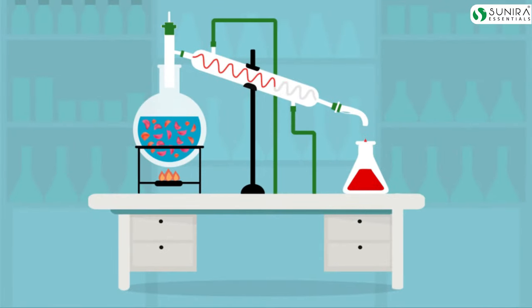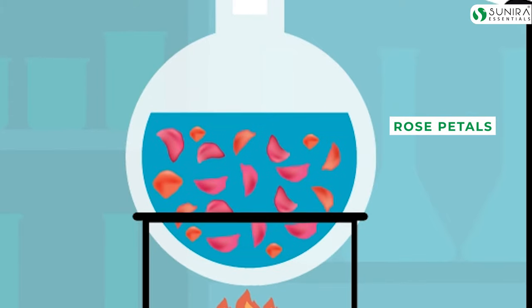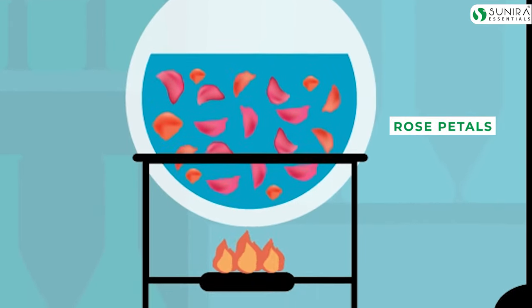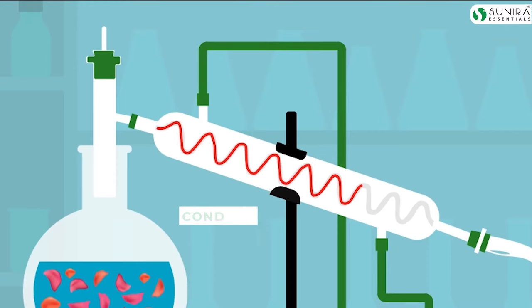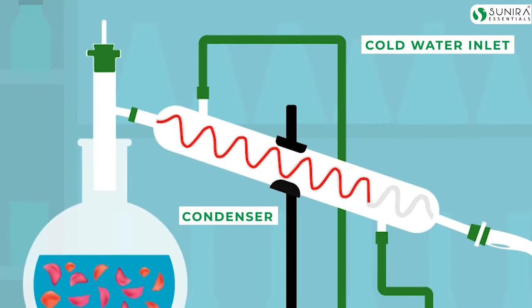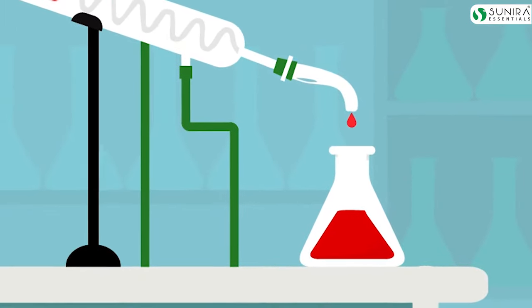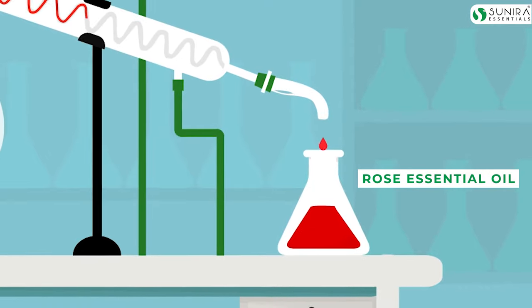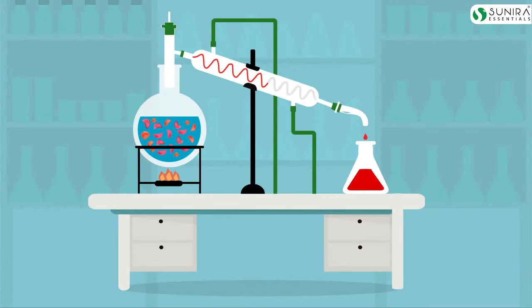This process is mainly used to extract rose essential oil from rose petals. In this process, the rose petals are submerged in water and then heated. Due to heat, the water and rose oil get converted into vapor, which is then passed through a condenser and collected in a receiving flask. The rose oil and water are then separated, and this is how we get our rose essential oil. The water received from this process is also called rose hydrosol, floral water, or rose distillate.